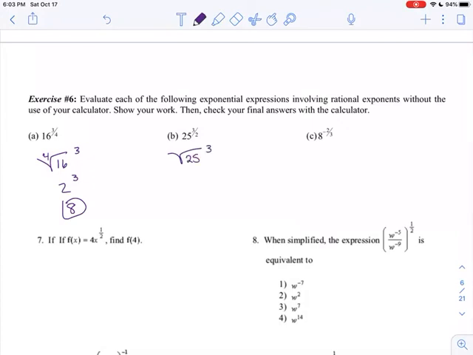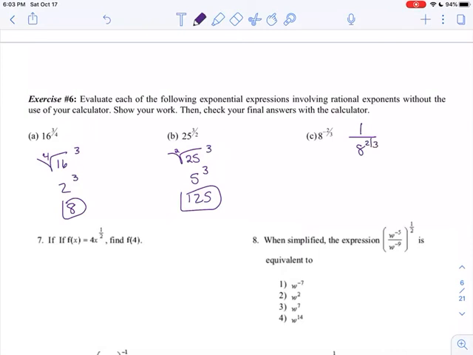25 to the 3/2. So the 2 becomes the root, and the 3 is the exponent. So I don't have to write the 2. We always assume that the root is 2 if there's no number written there. You certainly could write the number there. The square root of 25 is 5, and 5 to the third power means 5 times 5 times 5, which is 125.